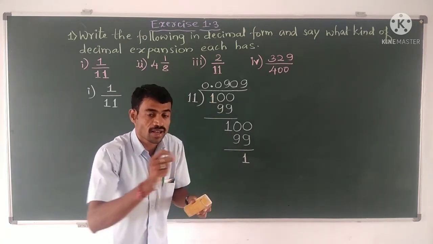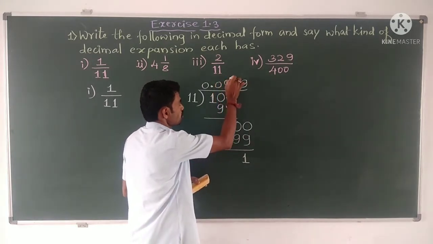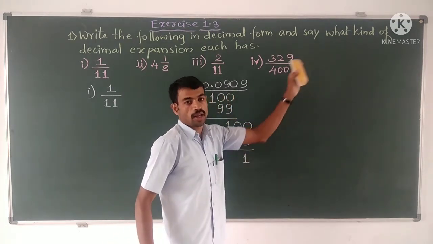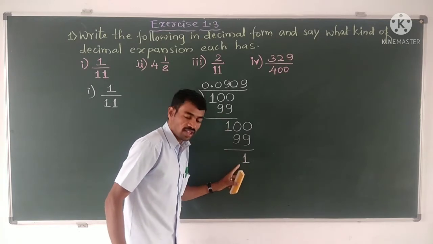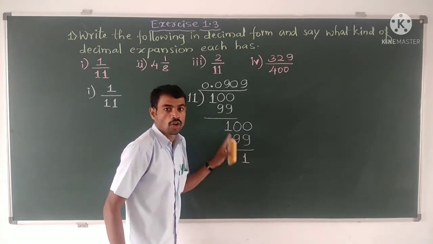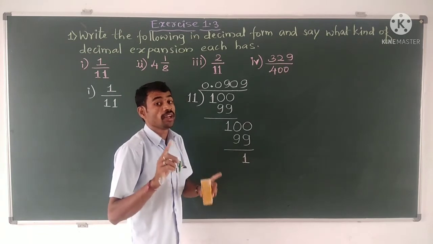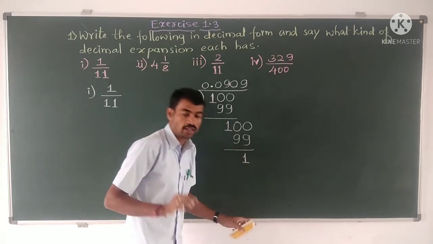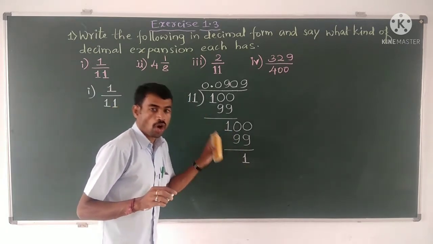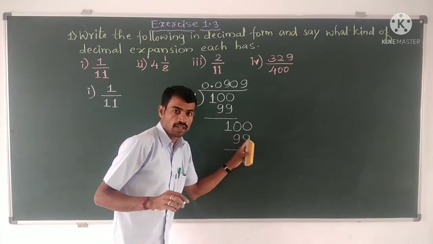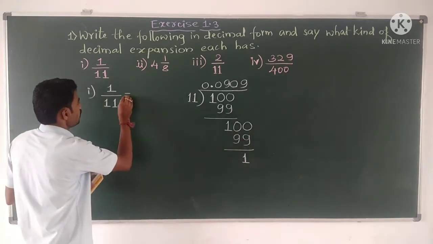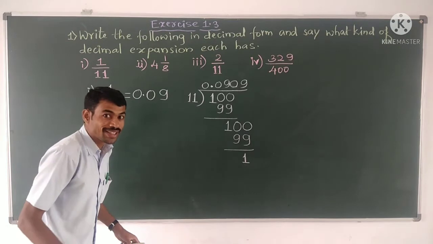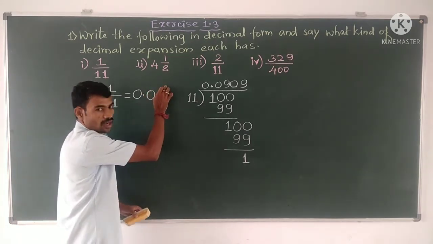So which digits are repeating here? 0 9 0 9 0 9 0 9 0 9. It will go on repeating. So that's why this rational number has a non-terminating repeating decimal expansion. This can be written as 0.09. What digits are repeating? 0 is repeating, 9 is also repeating.